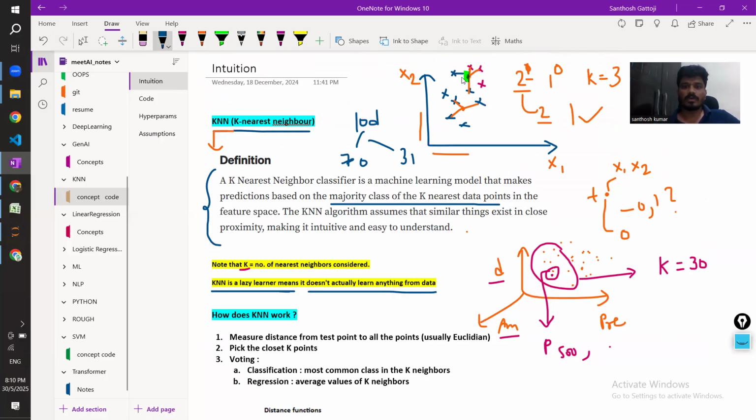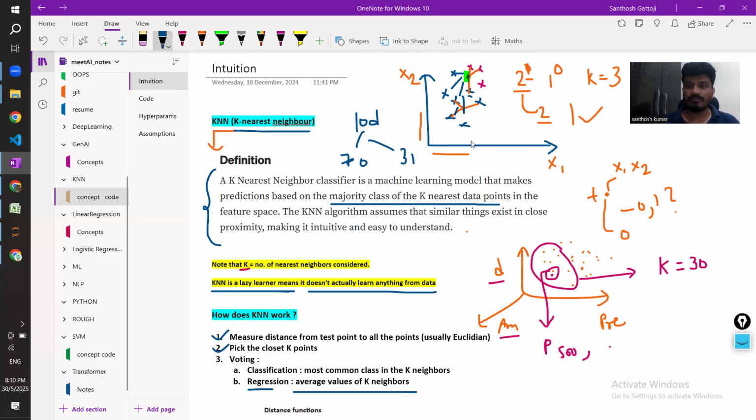From this point to this point, this point, this point, all these points, and then sort it in ascending order. You will get the closest points. So first find the distance, next pick the closest points. Now if it is classification, you'll go with the most common class, that means the majority class. If it is regression, you will take the average value of those values.